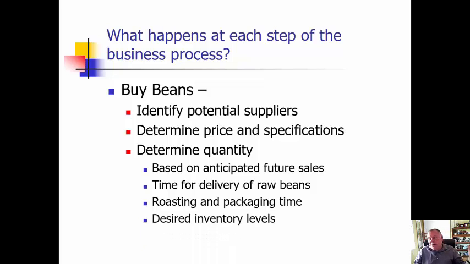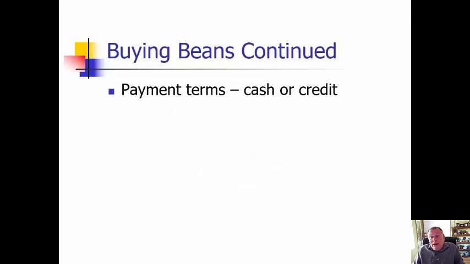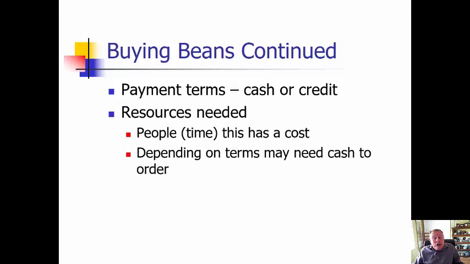So we have to look at our desired inventory levels. Now you see this step here of buying beans is fairly complex when we get into it. Then, will they pay cash or credit? But all the way around this, the resources are needed. People have a cost because a person is going to do this. And depending on the terms, you may need cash to order. Okay? So in this case, we have activities occurring, and the resources that you need, people, maybe cash, but you also need this infrastructure of making sure you have an office that you then have telephone or cell phones and you have computers. Now, let's keep going.